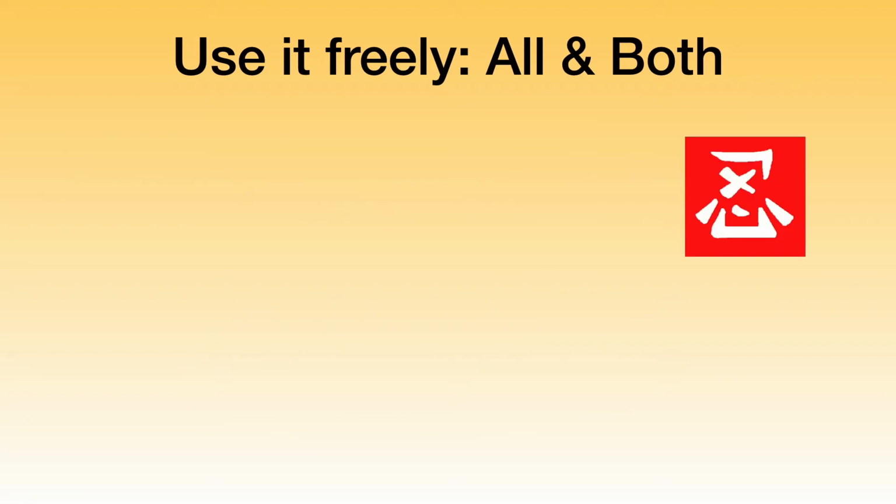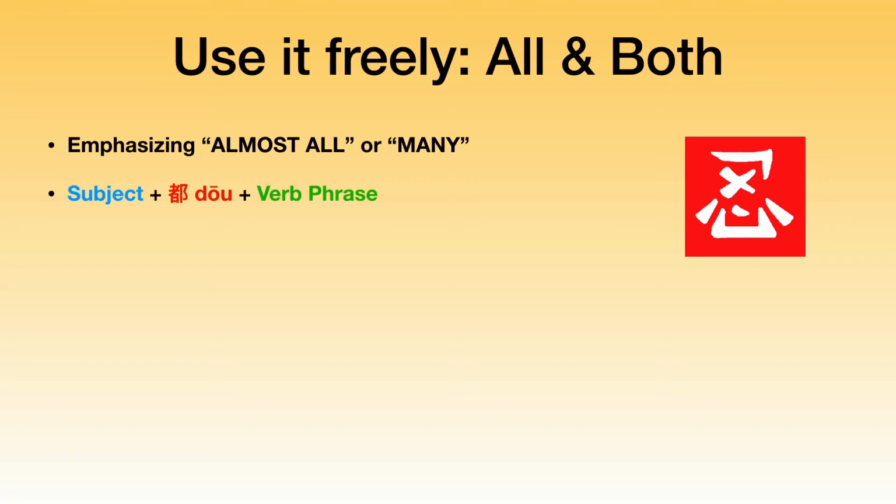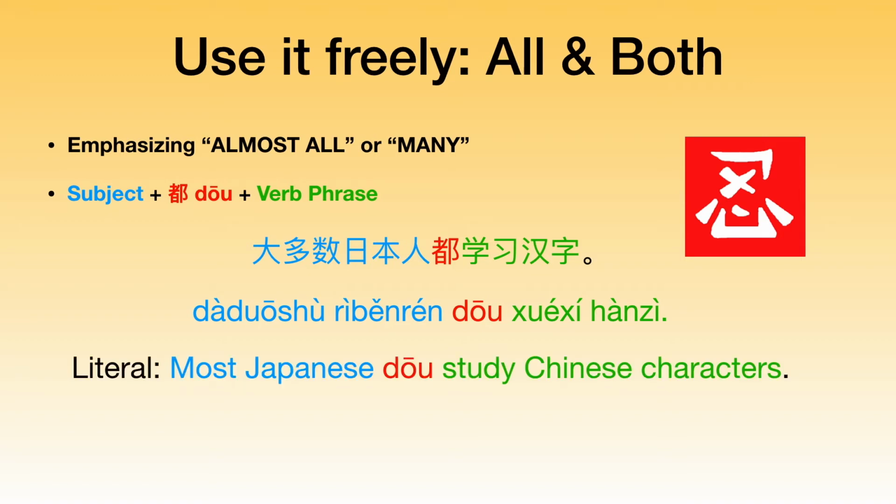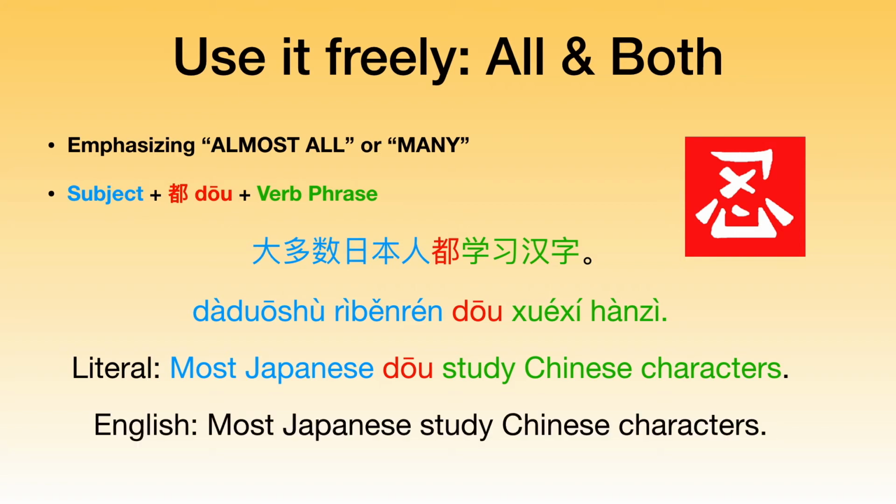So next one, we don't even need to be 100% to use this dou. It can emphasize almost all or many. Same construction, subject, dou, verb phrase. For example, 大多数日本人都学习汉字. Most Japanese dou study Chinese characters. Most Japanese study Chinese characters. As you can see here, 大多数, right, means most, not every single Japanese person, but we still can use dou here to mean like most of them.